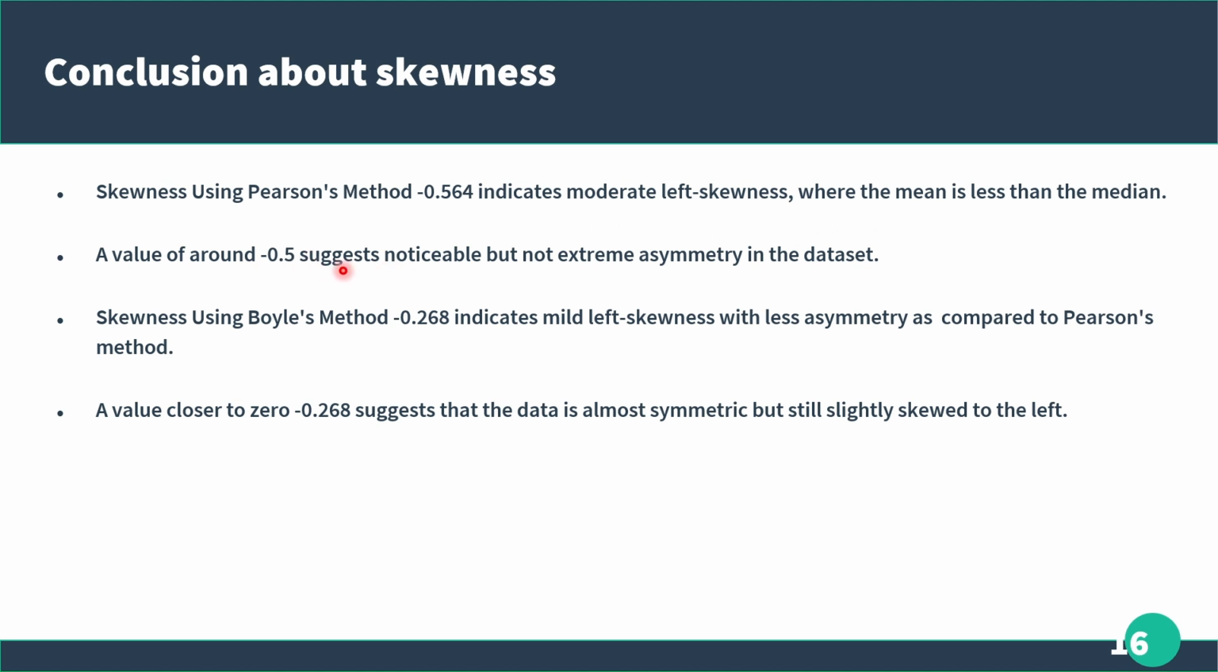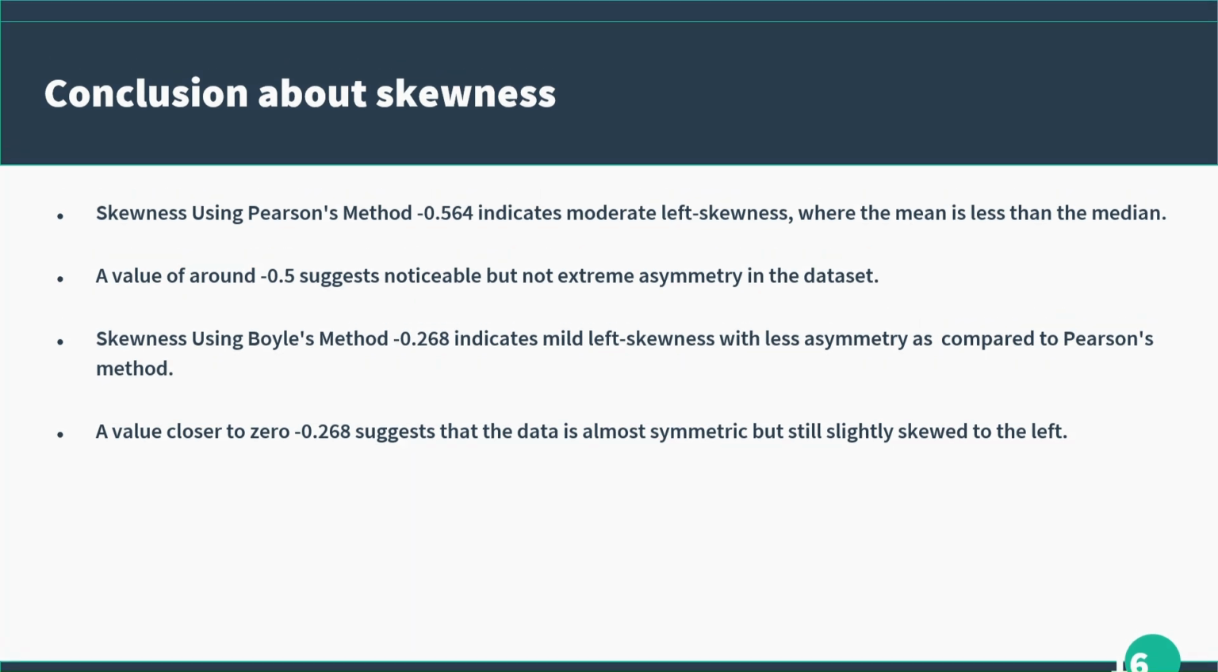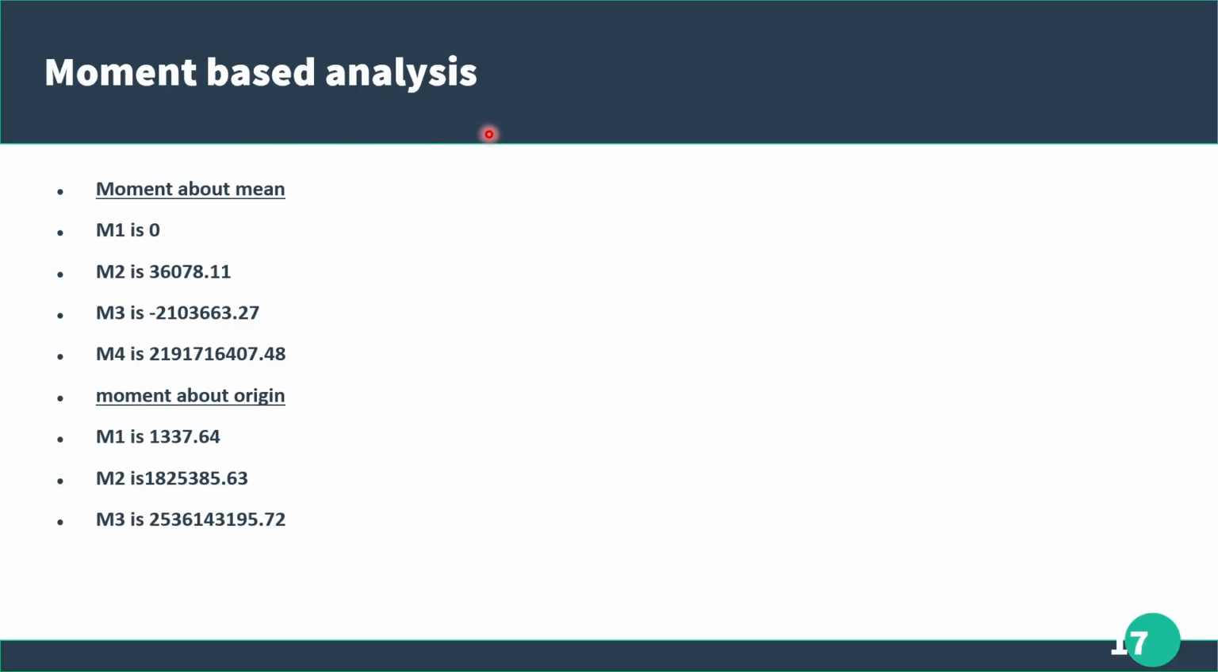A value of around minus 0.5 suggests noticeable but not extreme asymmetry in the dataset. Skewness using the Bowley method is minus 0.268, which indicates mild left skewness. A value closer to minus 0.2 suggests the data is almost symmetric, but still slightly skewed to the left. Now, moment-based analysis, which may be moment about the mean or moment about the origin.